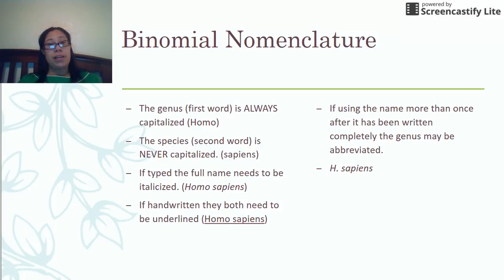Okay, and if you're writing up a paper and you're going to be using a genus or a species more than once, the first time you write the whole thing out, the second time you can abbreviate the genus to the first letter. Okay.